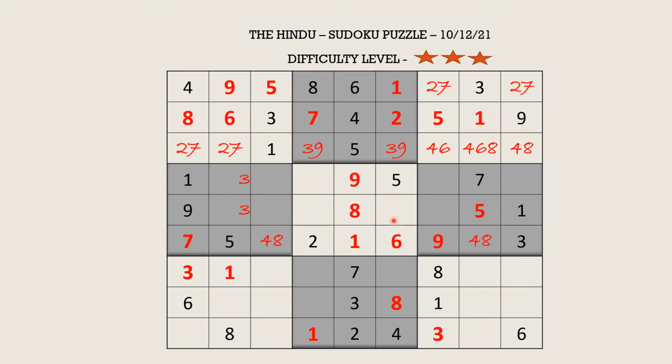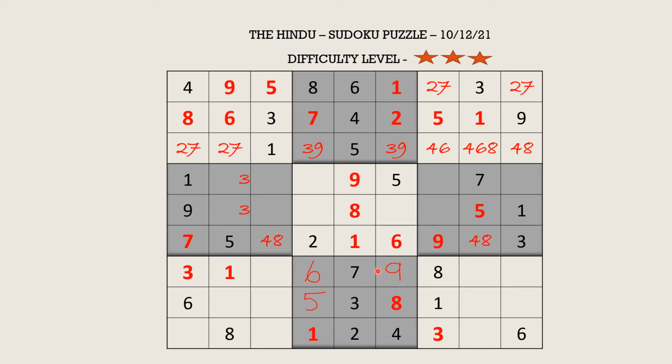So these 6 blocks here and we have a 6 here. So this cell takes 6. So the balance 2 cells take 5 and 9. There is already a 5 here. So this becomes 9. And here it takes 5.